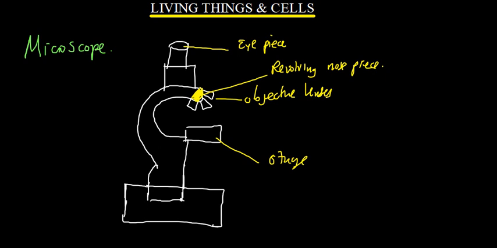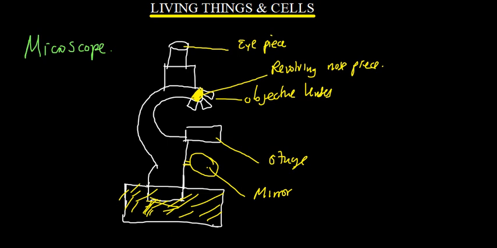Now on the stage you need light. So down here you are going to have a mirror, and the aim of the mirror is to reflect light so that it goes to the stage and then you'll be able to view your objects. So I've got a mirror here. Apart from that, we also have this part which we use for placing this microscope, and this is known as the base.